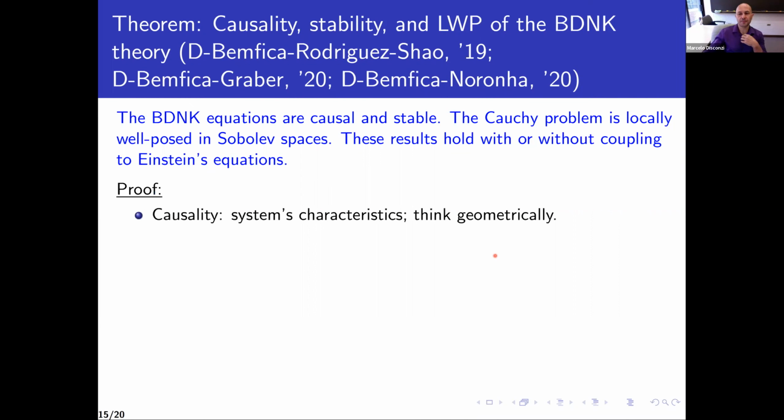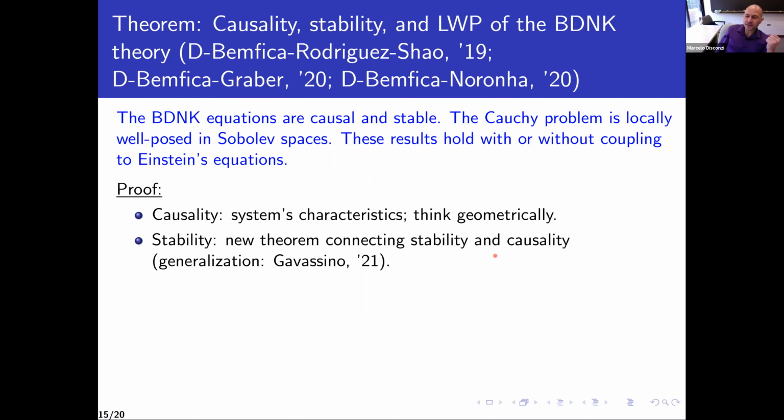Let me tell you just a few ideas about the proof. For causality, again, we have to study the characteristics of the system. Like for Israel-Stewart, these equations are very complicated. Brute force is unlikely to succeed, so we have to think a little bit more geometrically. For stability, we prove a new theorem that connects stability and causality. Once we prove the theorem, we can use it to establish the stability of BDNK because we already proved causality. Let me point out that this theorem has later on been generalized by Gavassino.